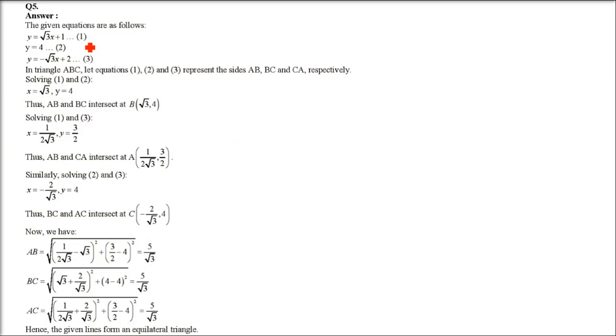Now the next question is question number 5. Prove that the three given lines form an equilateral triangle. So we have a triangle with all the sides equal and all the angles equal. That is the equilateral triangle.